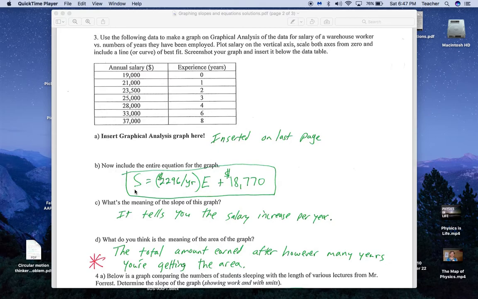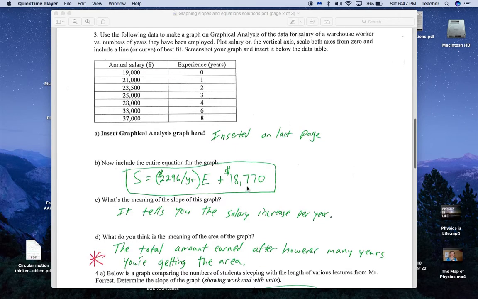we can find that the equation is going to be salary is equal to $2,296 per year times E, which is experience, plus $18,770 as your y-intercept. So this tells us that we have a salary increase of around $2,300 per year and a starting salary around $19,000 per year.